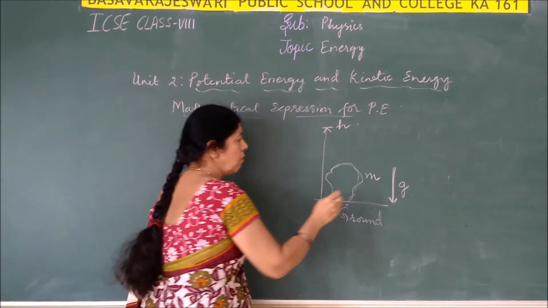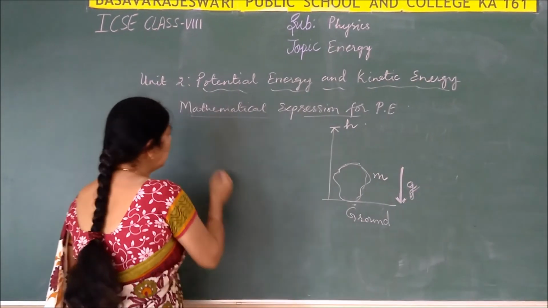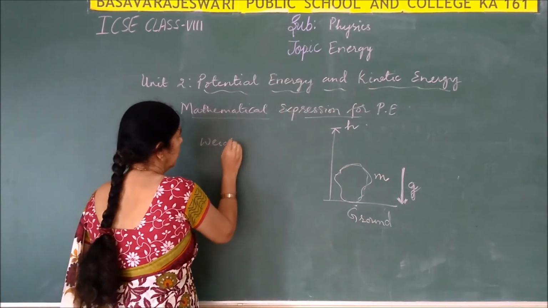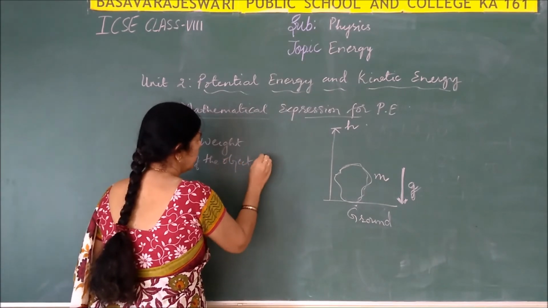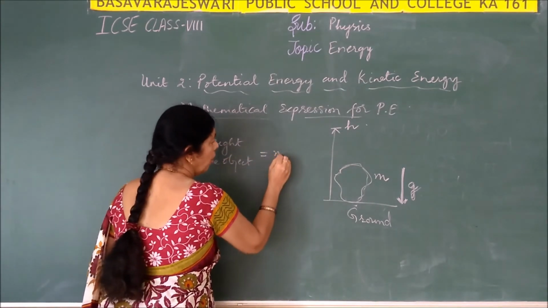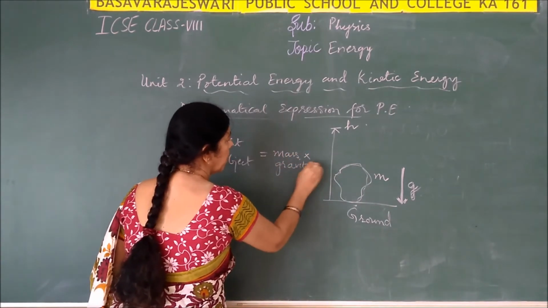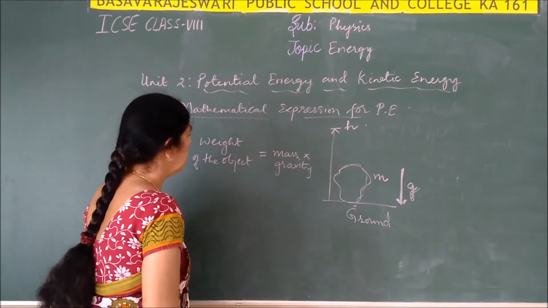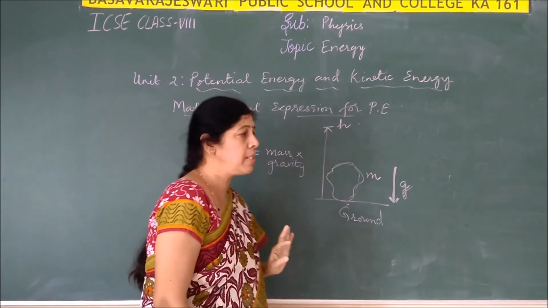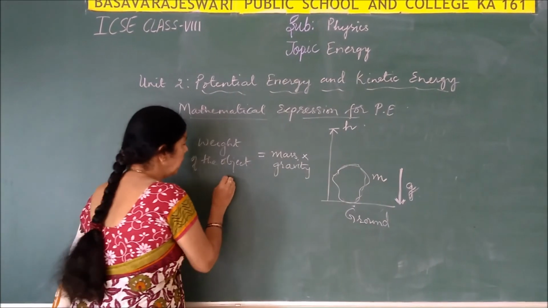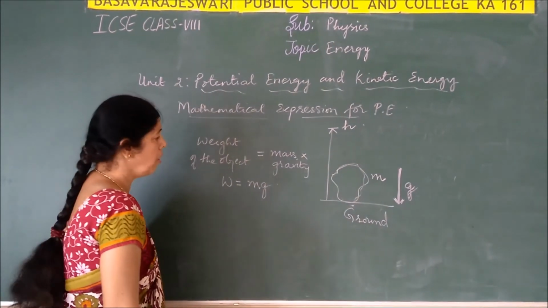Now remember, gravity always acts towards the center of the earth, right? Now, what is the weight of the object? Weight of the object is given by the product of mass and gravity. So this object will have a certain mass m and gravity is acting towards the center of the earth. So what will be the weight of the object? Weight of the object will be equal to mg.